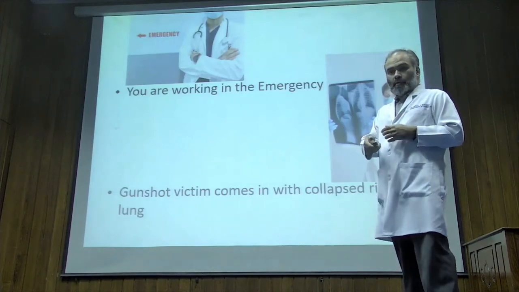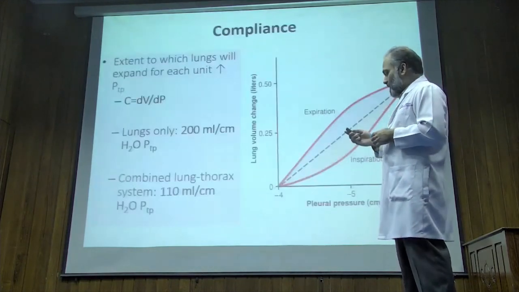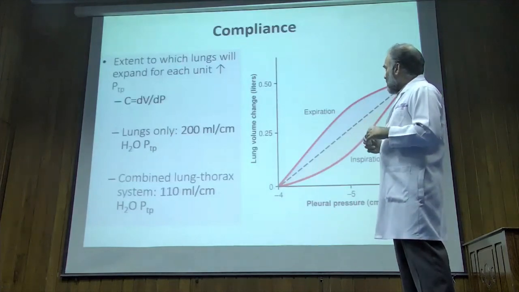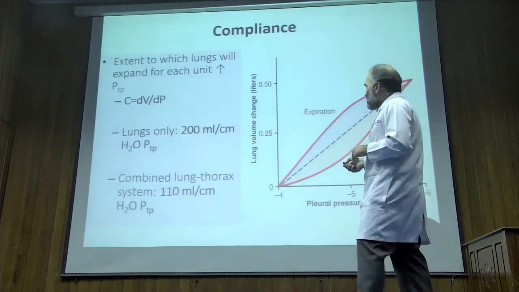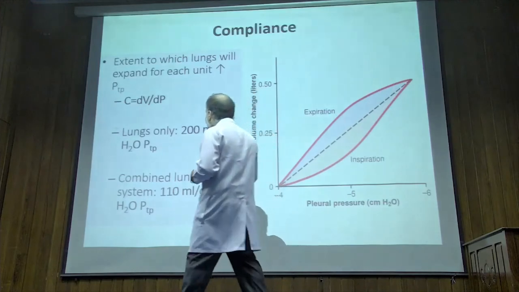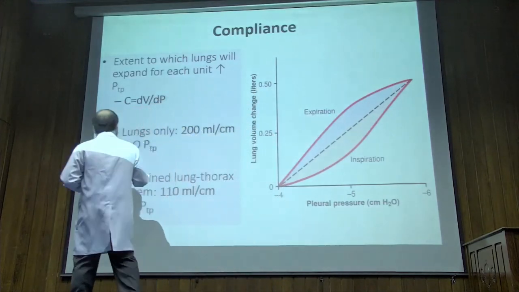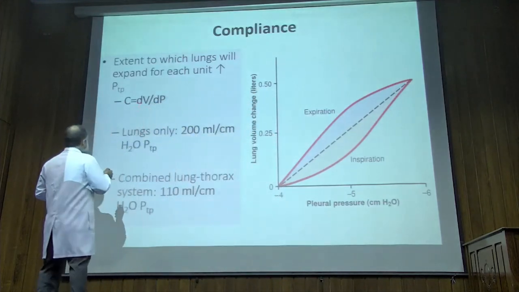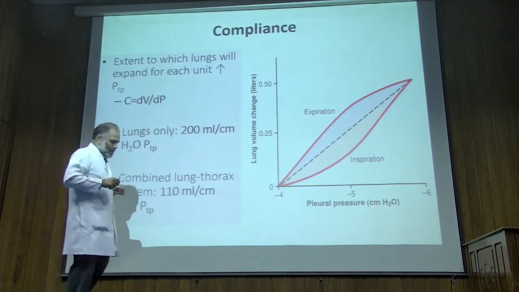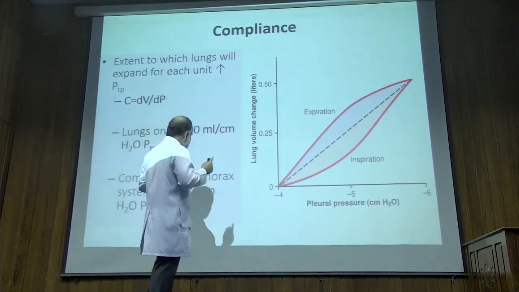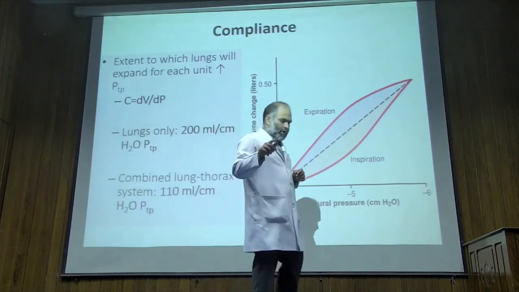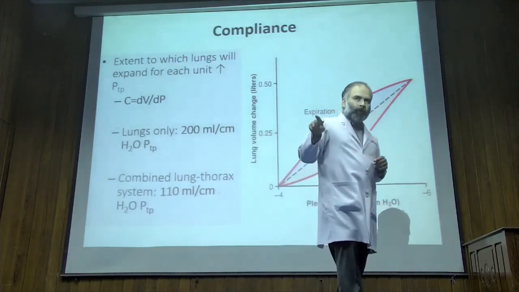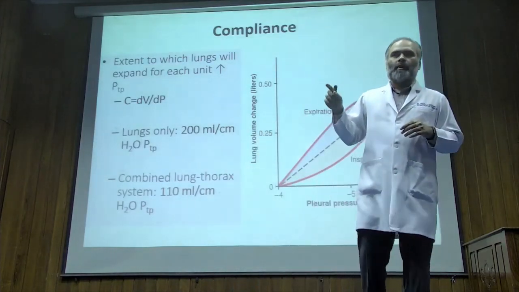I guess we are stuck in the ER. This is compliance. Don't be worried. See, this is the difference in compliance and distensibility. Look at this. This is delta, by the way. I couldn't find a symbol for it. Delta V over delta P, change in volume per unit change in pressure. This is compliance in mathematical terms.